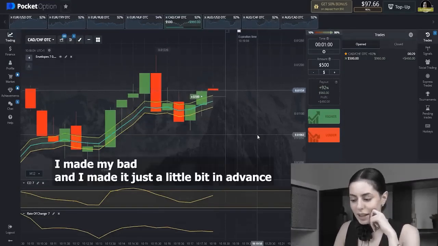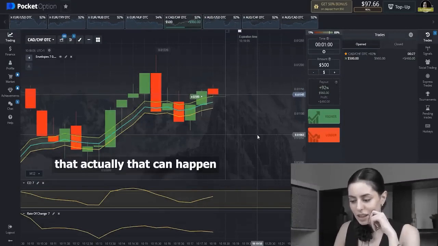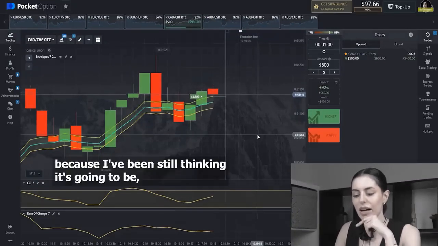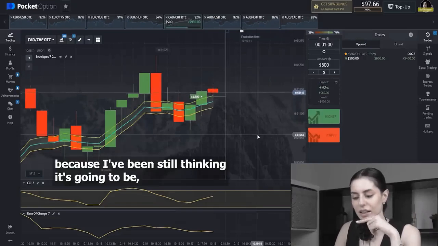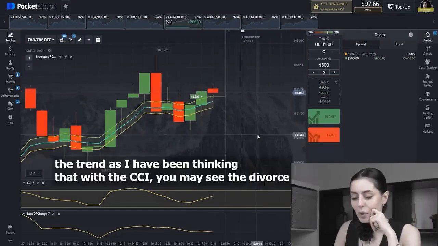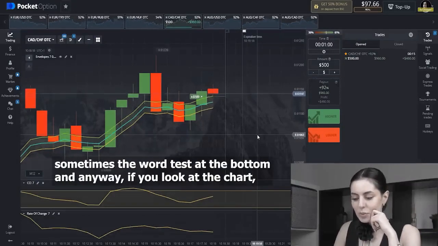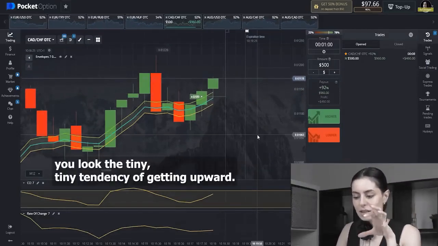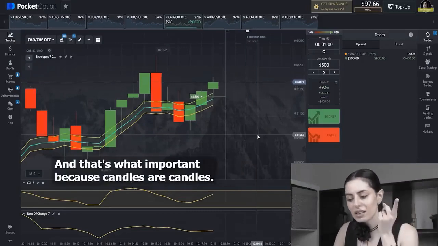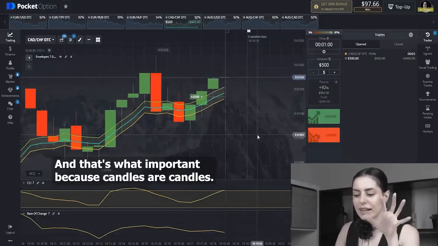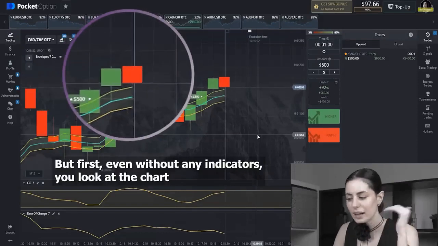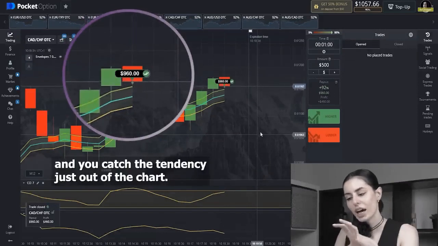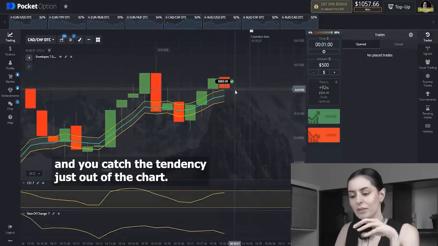I made my bet a little bit in advance of that trend happening, because I was still thinking it's gonna be the changes. Why was I thinking that? With the CCI, you may see there were some signs that we were at the bottom. And anyway, if you look at the chart, you see the tiny tendency of getting upward, and that's what's important, because candles are candles. But first, even without any indicators, you look at the chart and you catch the tendency just out of the chart.